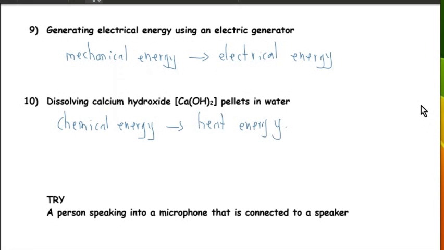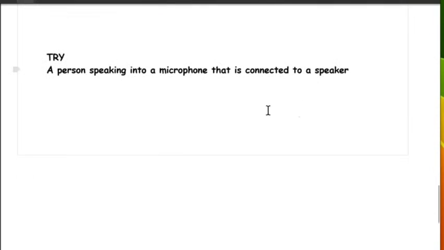Okay, so these are some examples that we've gone through. Now you can try this on your own. What is the energy transformation that takes place if a person is speaking into a microphone and the microphone is connected to a speaker? What do you think the energy transformation would be? A person speaking into a microphone, and then the microphone is connected to a speaker.